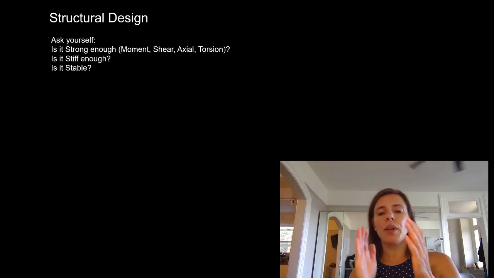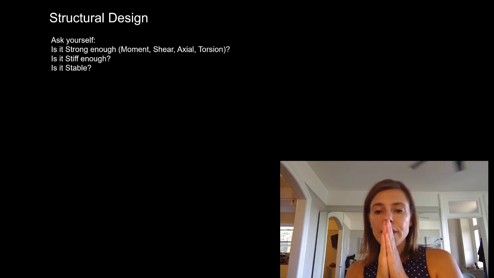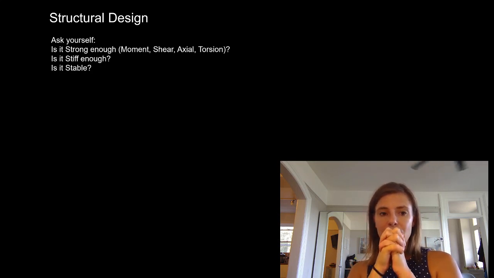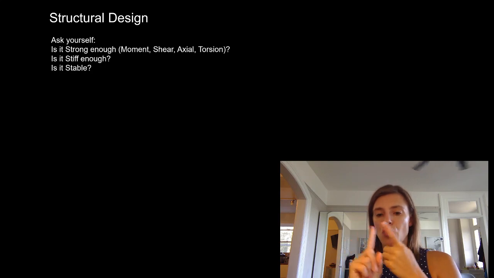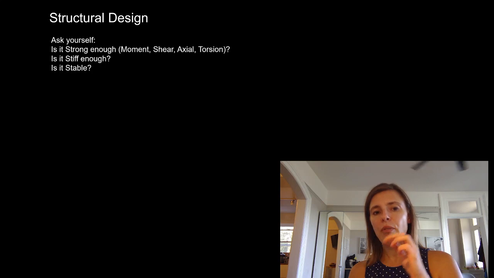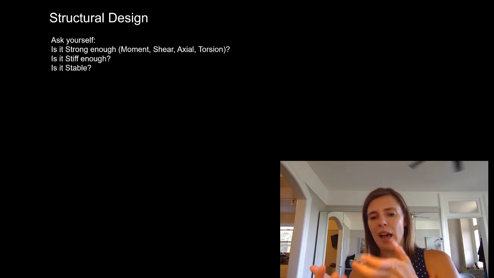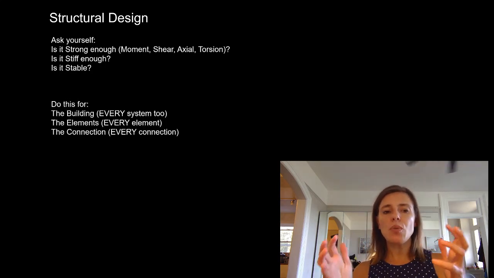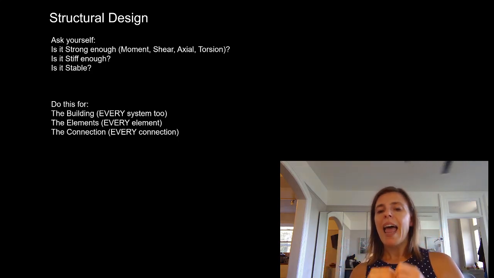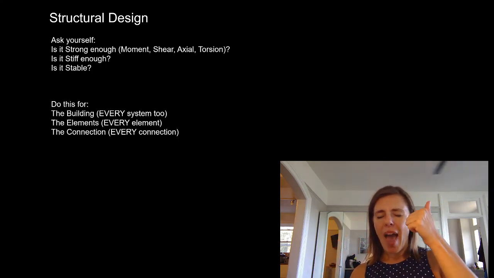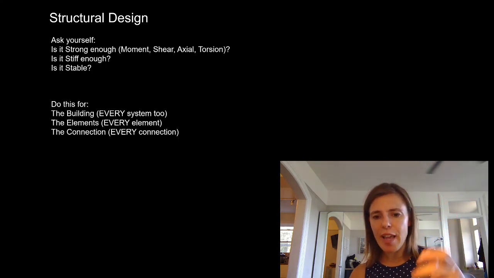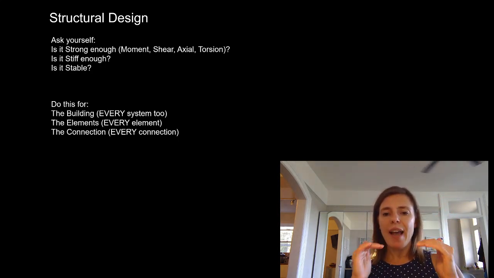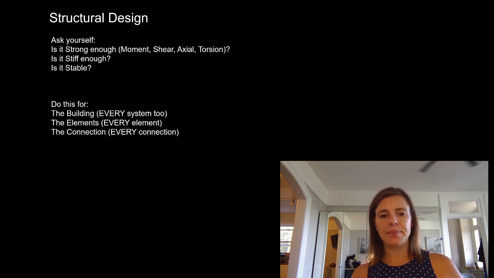And so the important things I want you to remember: when you're designing something in structures, we need to make sure that it is strong enough and stiff enough and that it is stable. And when it's strong enough, we need to do it for moment and shear and axial and tension. And then we have to do these things for every building, every element within the building, and every connection in the building. So strength, stiffness, stability, every building, every system, every element, every connection. And we have to check those things every single time.